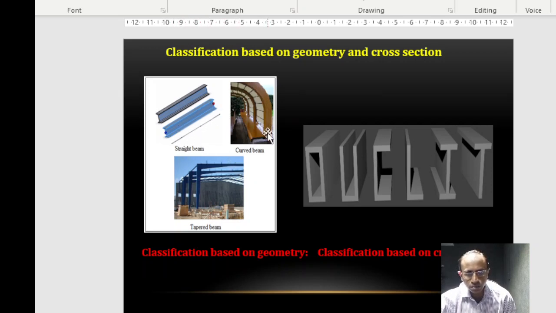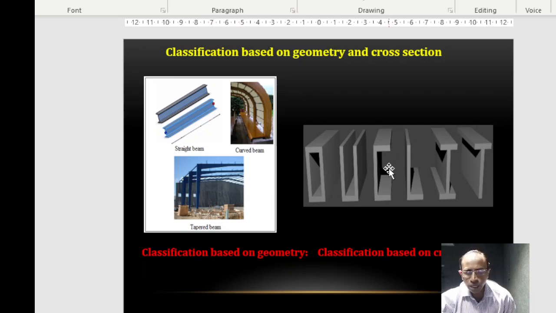And when you are making the beam in a curved manner, it's called a curved beam. And when the cross section keeps varying from point to point, at some location having maximum thickness and then keep reducing, that kind of beam is called a tapered beam.